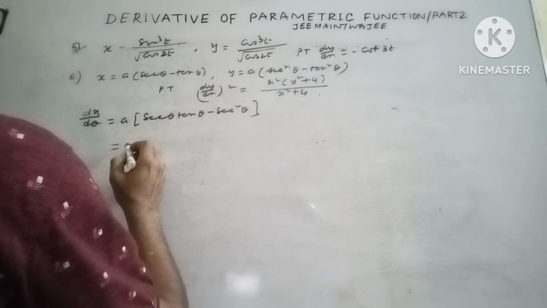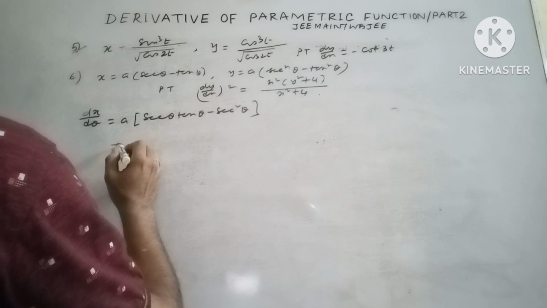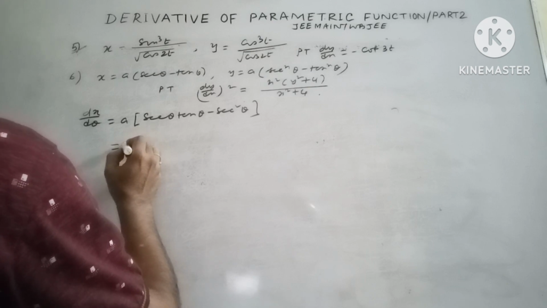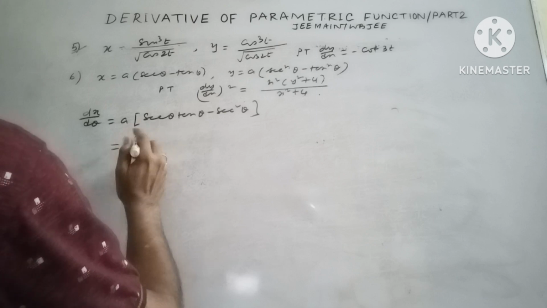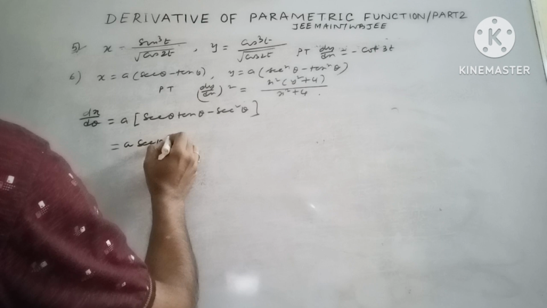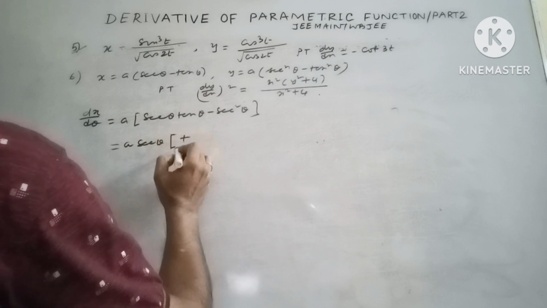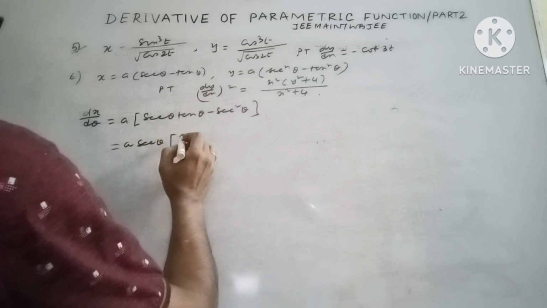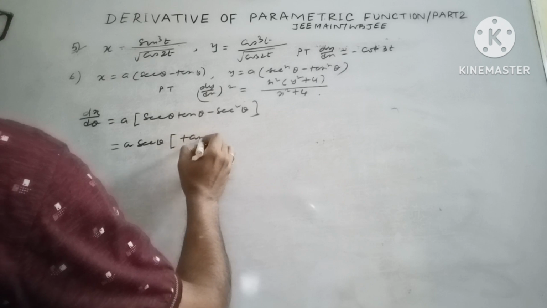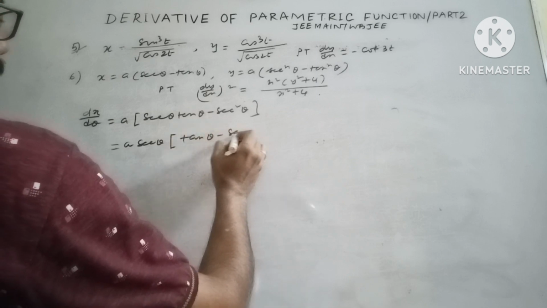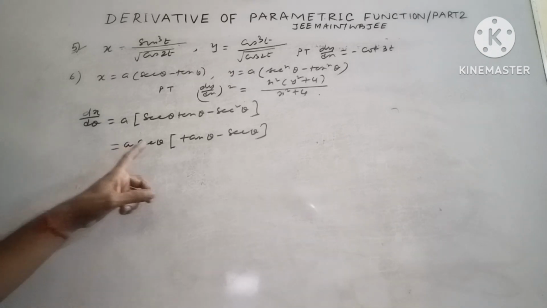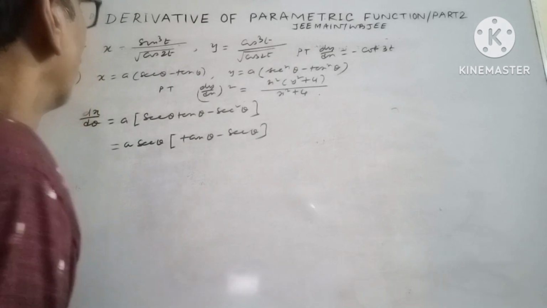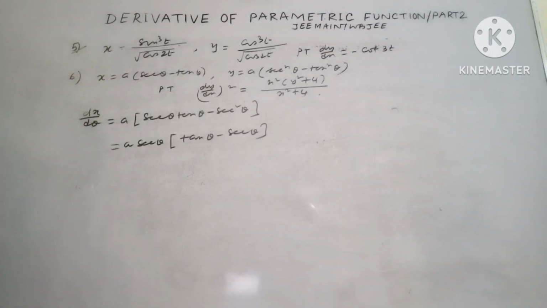Now, if we take sec theta common, then we are getting tan theta minus sec theta.